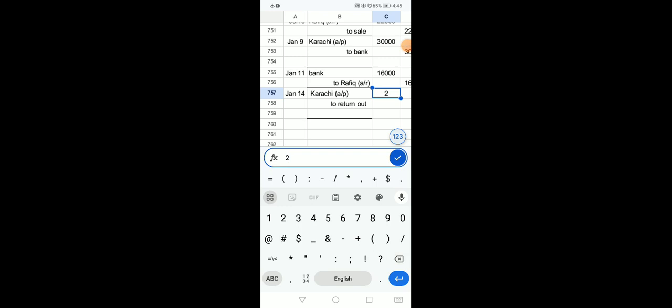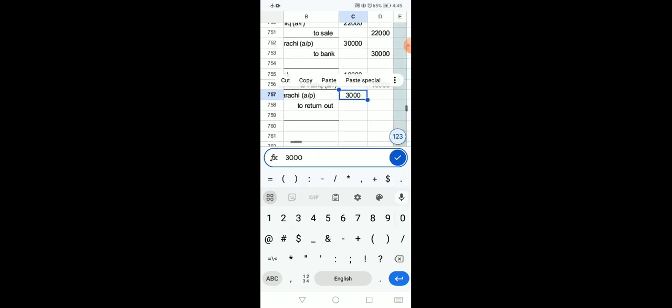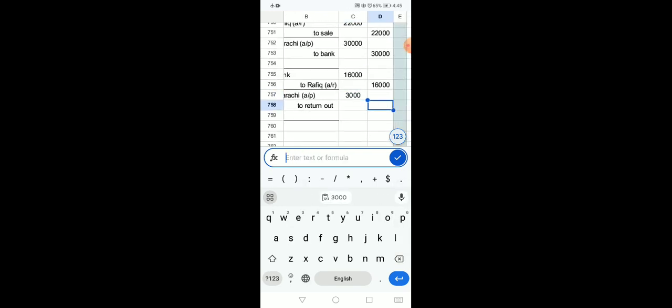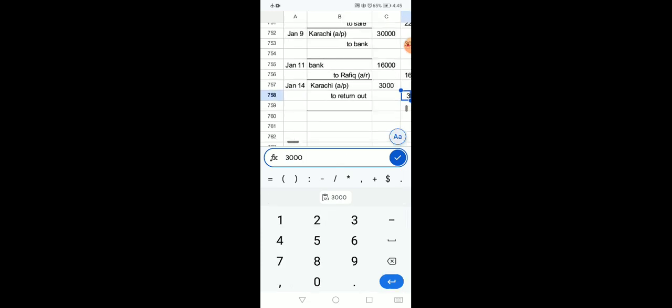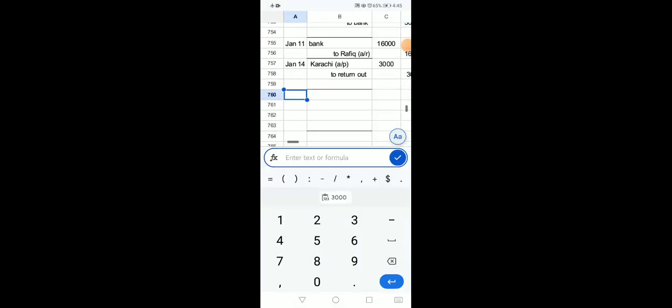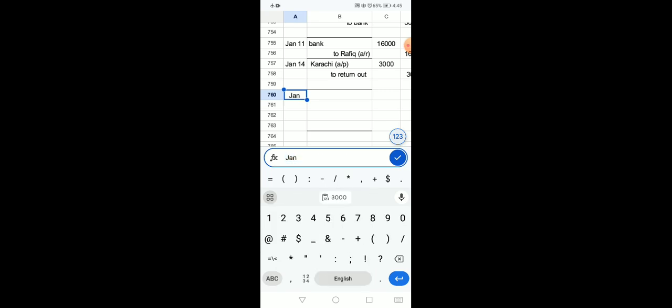How much worth of goods are we returning in entry number 14? That is 3,000. So put 3,000 on debit side and the same amount you are supposed to write on credit side. In this way you have completed your entry number 14. Now let's see what is next for us. That is entry number 16, January 16. Put the date first, January 16.